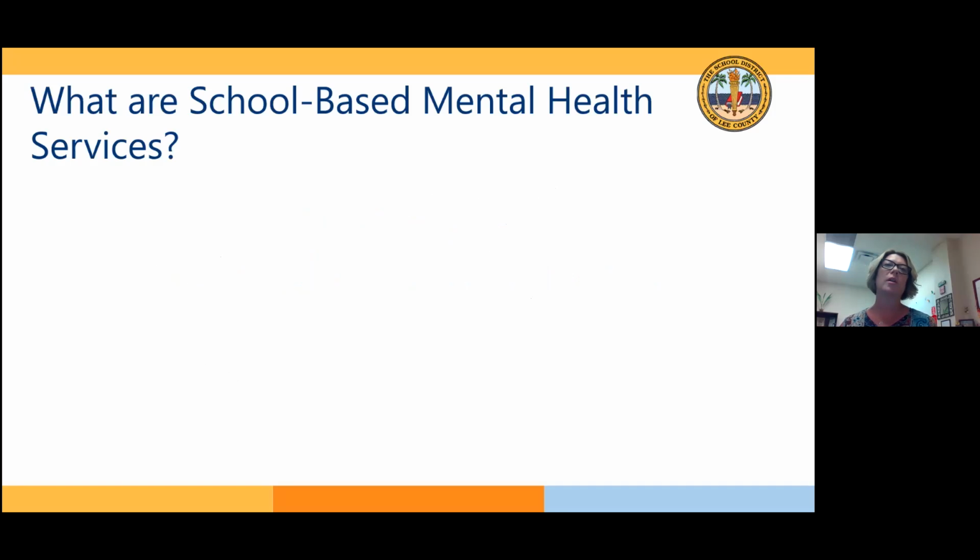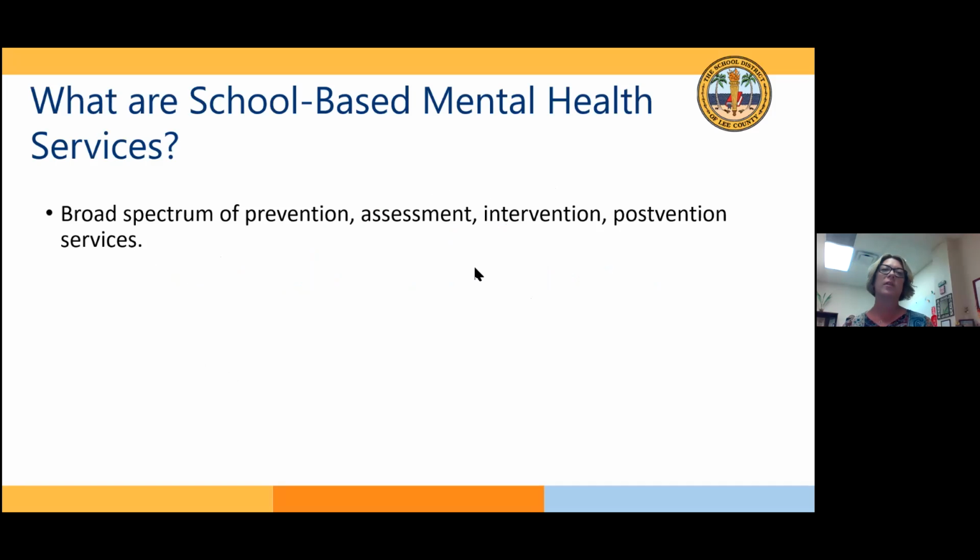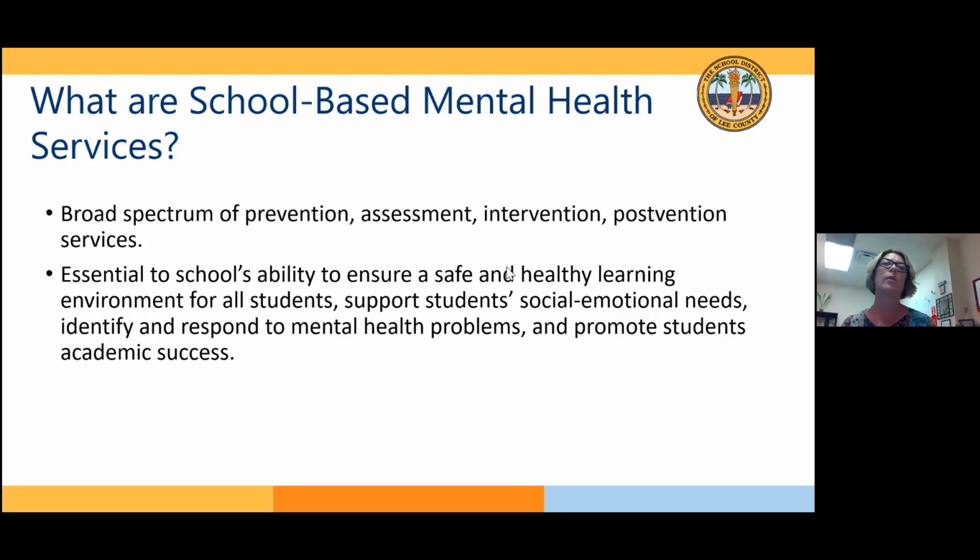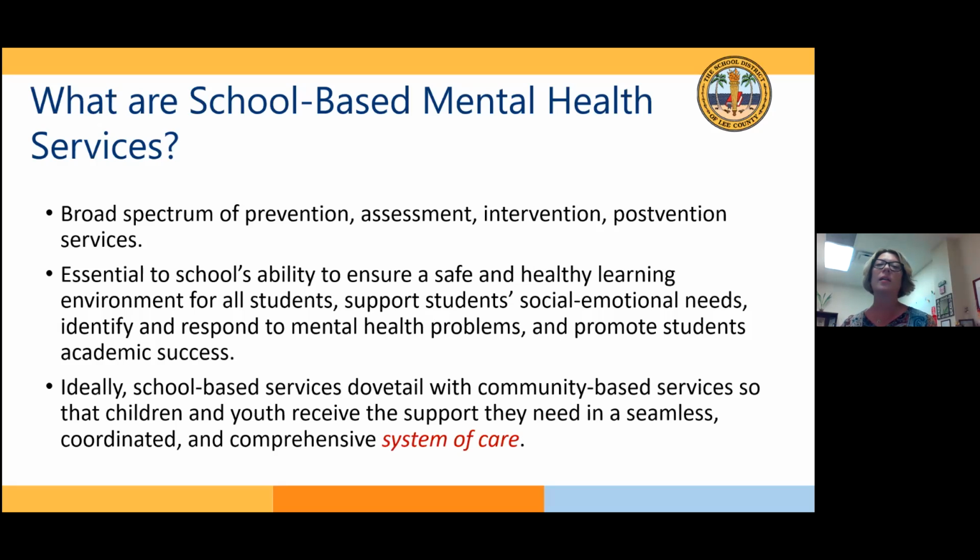And now we're going to talk about the full continuum of school-based mental health services in the minutes we have left. When we talk about school-based mental health services, you'll notice it goes from prevention all the way through who needs more when we assess and intervene, and then sometimes in the case of a loss or grief, a postvention service. Now, postvention can also refer to students who have been in treatment or a Department of Juvenile Justice facility that come back to school, and how do we support them? Mental health is essential for safe and healthy learning environments. We need to support our students' social emotional needs, identify and respond to any mental health challenges, and of course, always promote their academic and personal success. Ideally, we're a system of care.